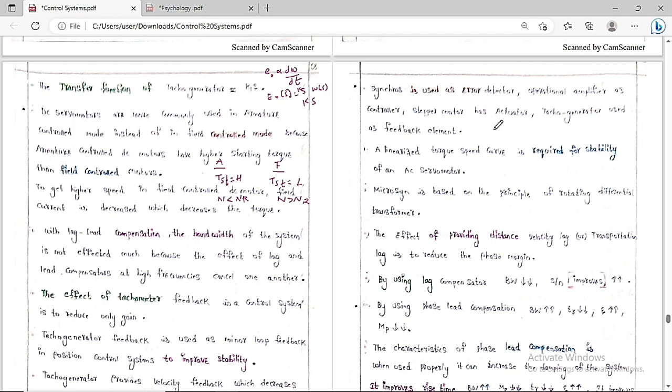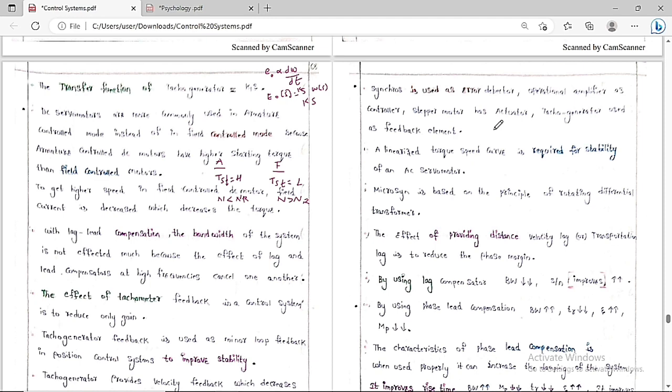So this microsyn works on the principle of the rotating differential transformer.